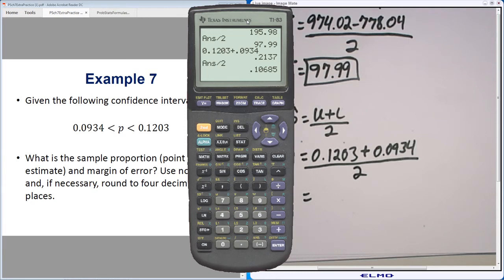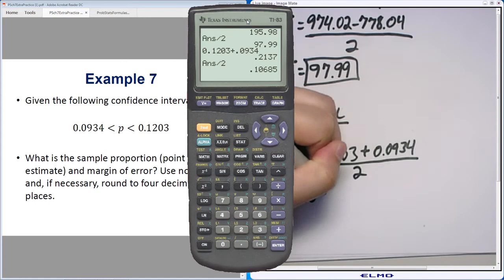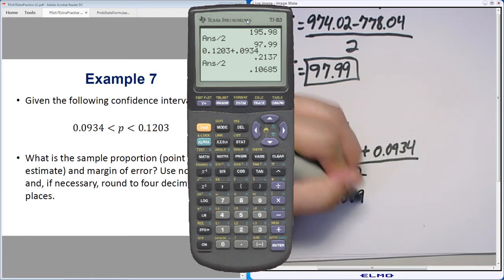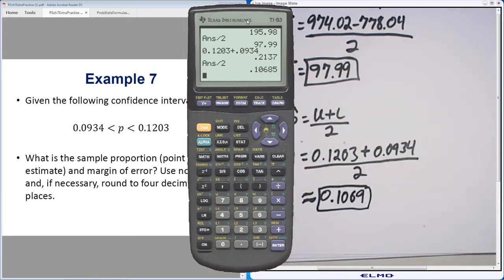All right, the problem says to round to 4 places if necessary, so we will. You get a 0.1069. That's p hat.